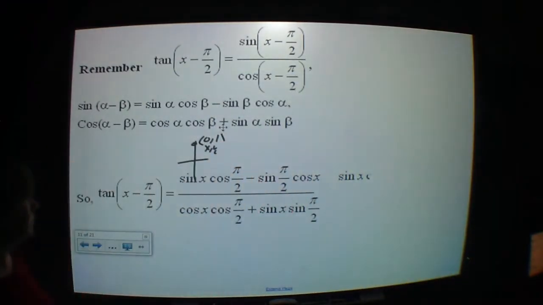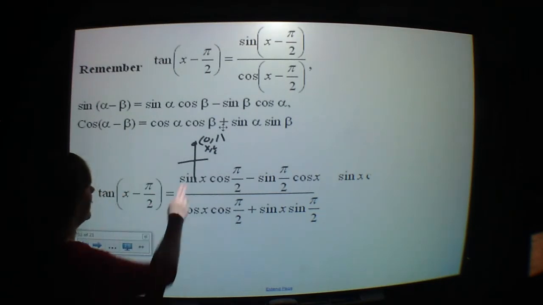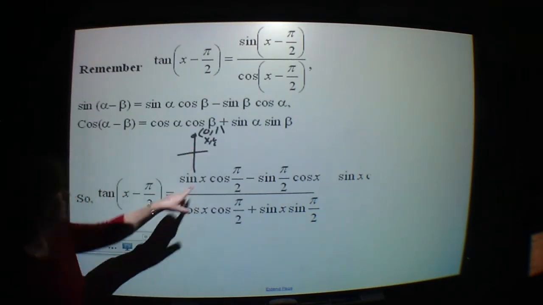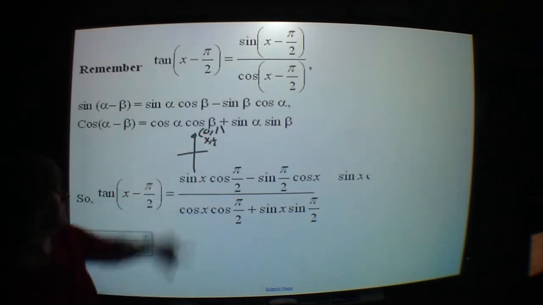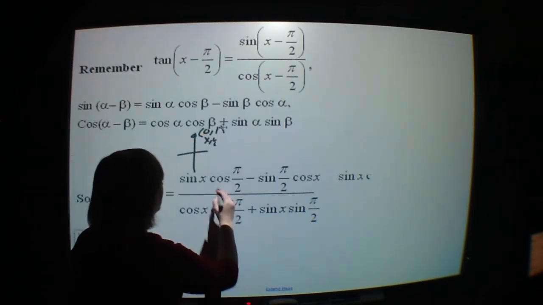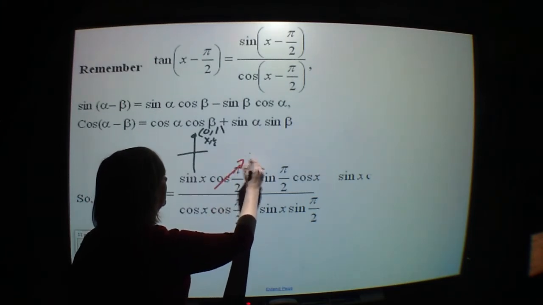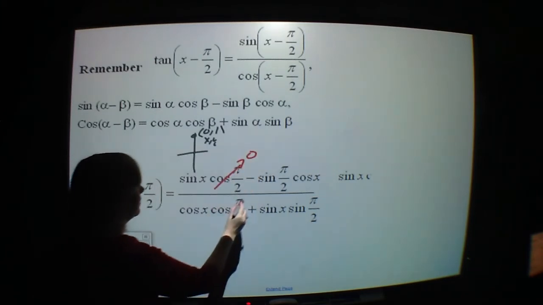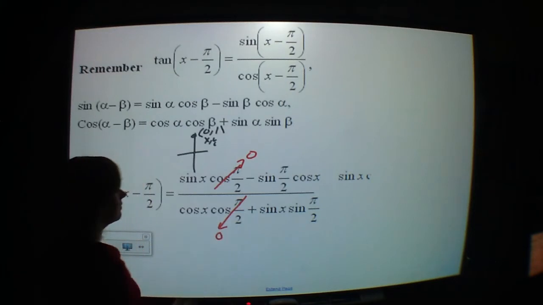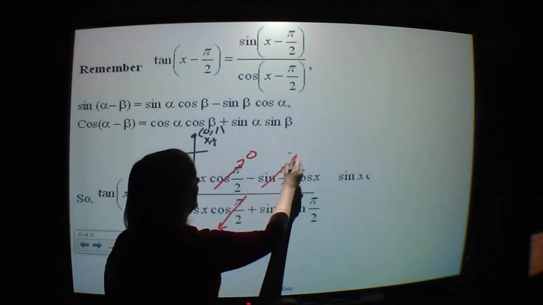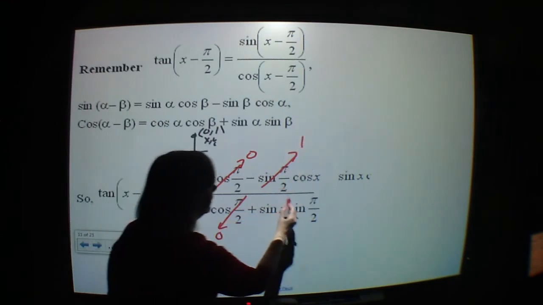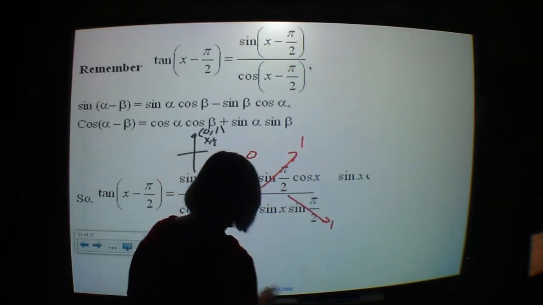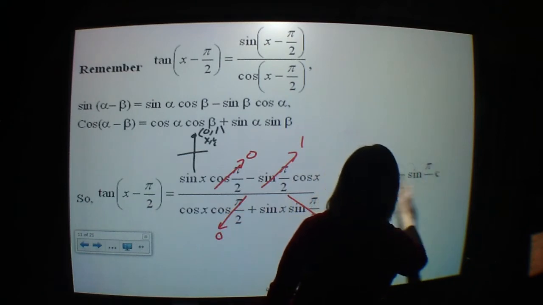So when I'm doing this, sine of x is sine of x. Cosine is your x, so that's 0. So remember that this right here is 0, and this right here is 0. Sine of pi over 2 is your y, so remember that's 1. That's 1. And that's what I've written there.